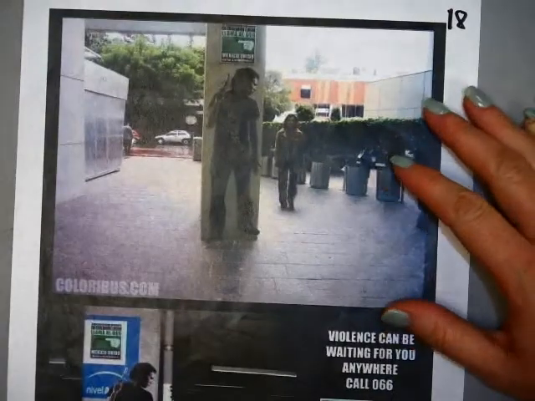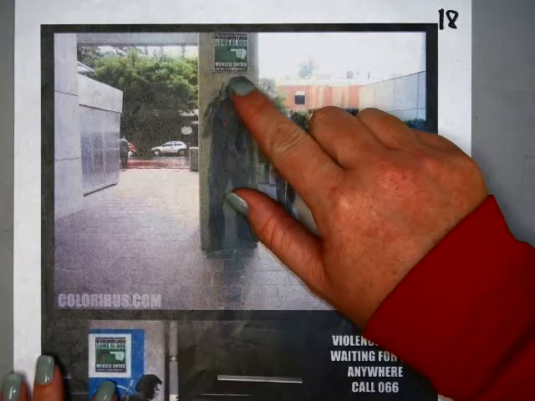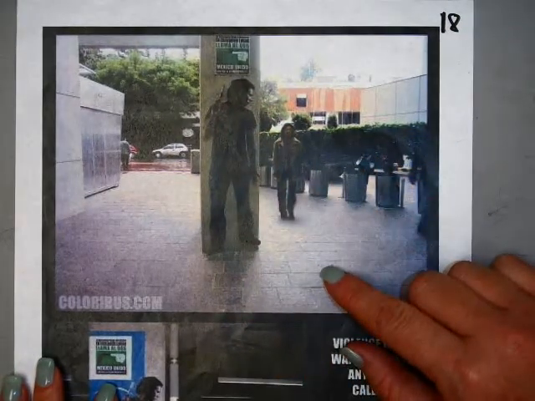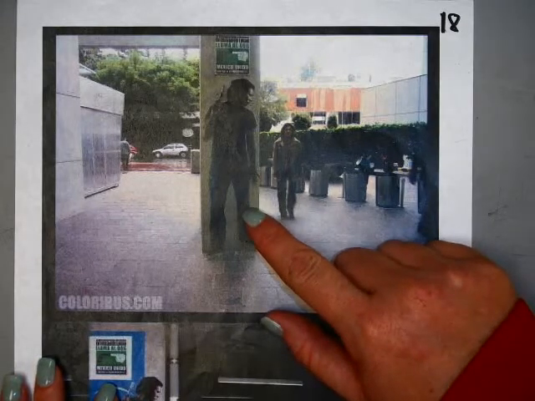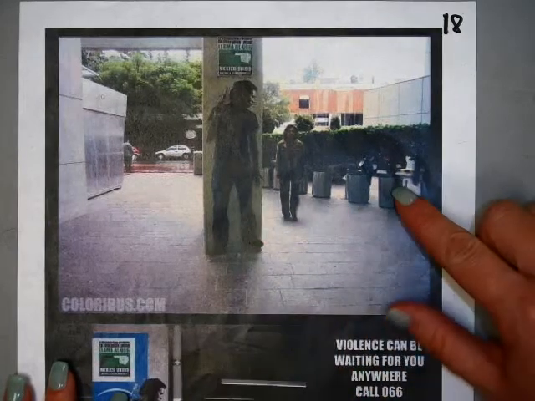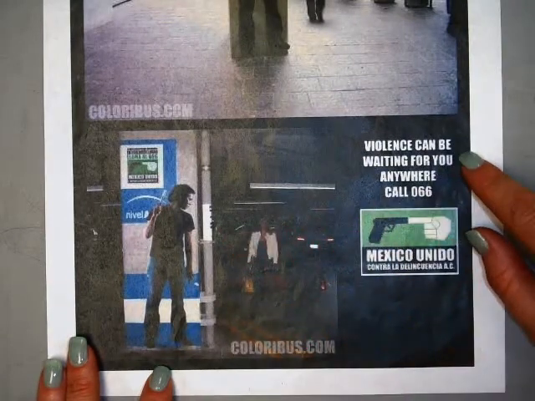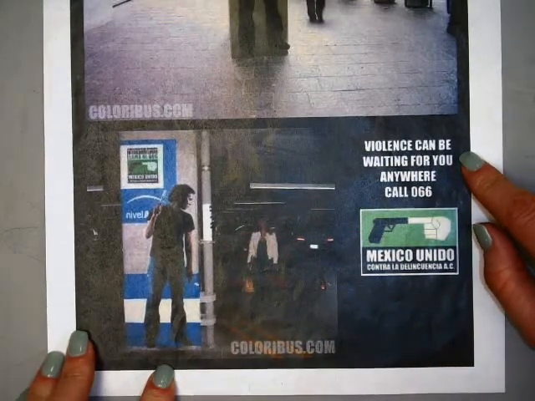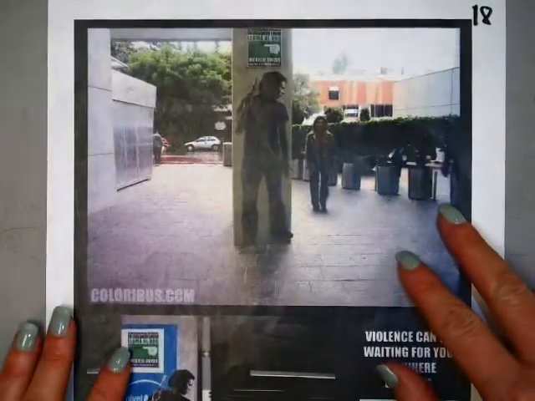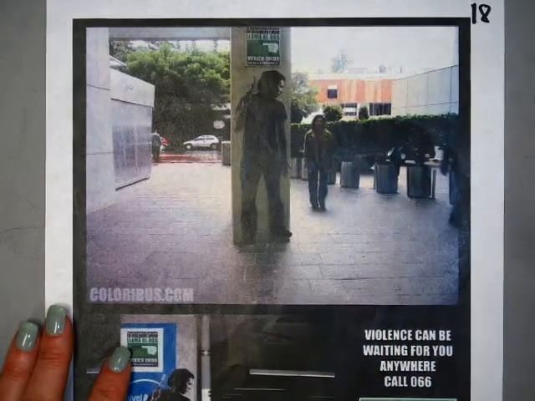This is a different type of advertisement. This is actually a cutout, kind of like a billboard, kind of like a poster, but it's behind this. So if you were walking down this little pathway and then out of the corner of your eye see this, how do you think that would make you feel? I don't know about you, but it would scare the crud out of me if I saw that. And so here's another picture of that same thing. This says, violence can be waiting for you anywhere. Call 066. So this is a Mexican advertisement, and this is meant to scare you into doing something. So this one employs scare tactics.